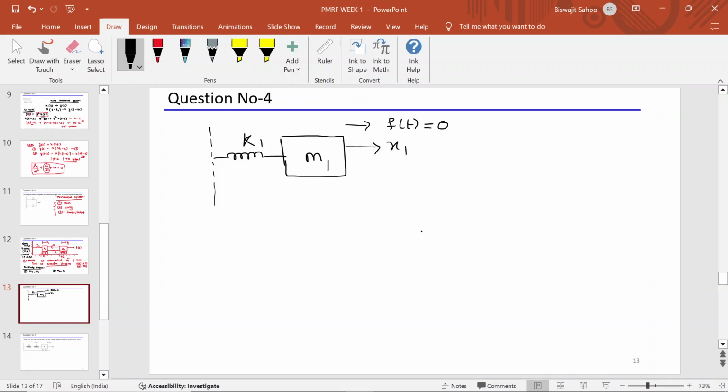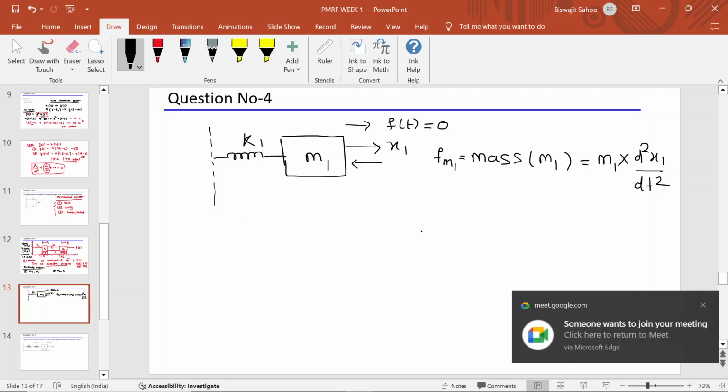Because of that, you write three things here. First, mass. Because of mass m1, a force will be generated, that is mass into acceleration. What is the acceleration? x1 is the displacement, so acceleration should be d square x1 by dt square. This force, because of mass m1, is going to oppose this movement. So if your movement is on the right hand side, this force, due to mass m1, is in the opposite direction. I call it f of m.